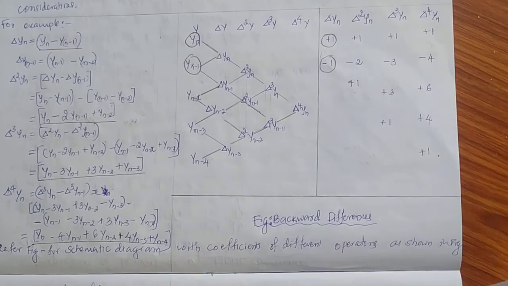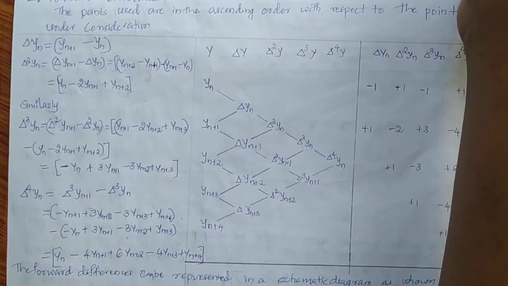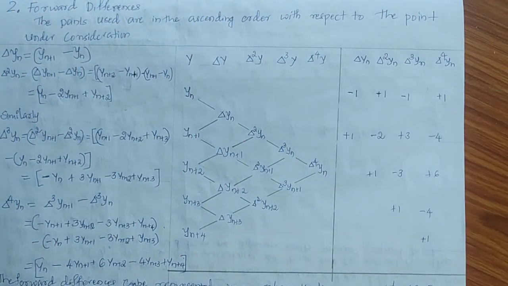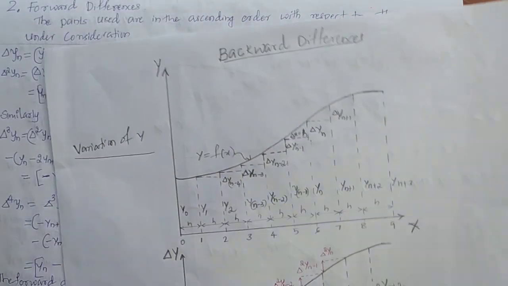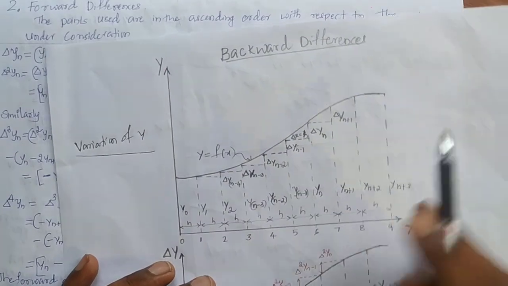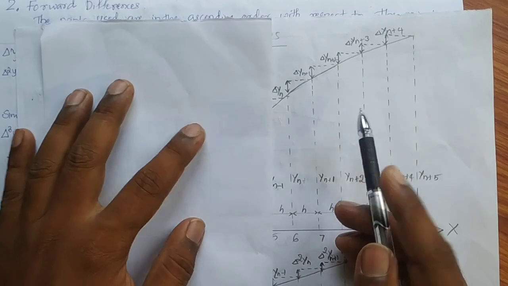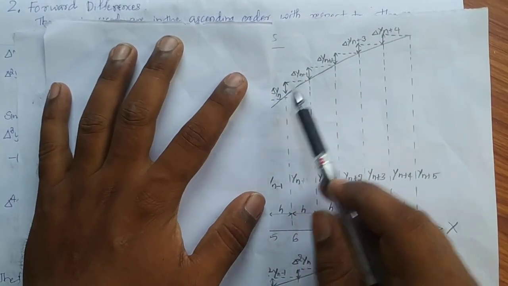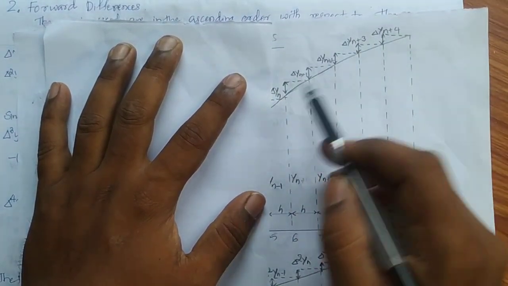Okay, next let us consider the forward difference method. In this forward difference method, the only difference between the backward and forward is that we will be considering yn, then upward. So in forward difference method, we will consider starting from yn. We will consider the lowest value as yn, and the increasing values, whatever is there, we will be considering those values for calculating the differences.